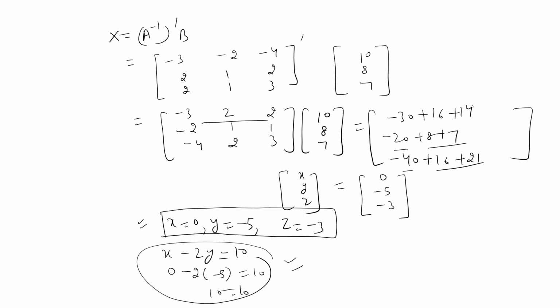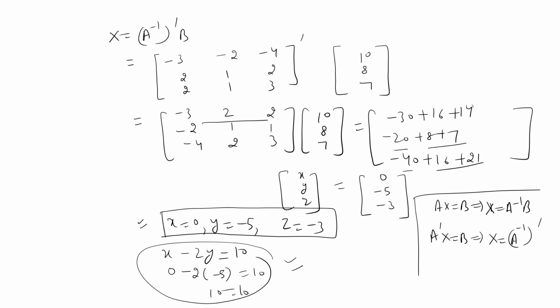So we just need to be a bit careful in observing the system in such questions. If it is of the form Ax equal to B, this implies X is equal to A inverse B is the required solution. And if it is of the form A transpose X equal to B, this implies X is equal to A inverse whole transpose into B is the required solution. In this way, we can use the already computed A inverse to solve our given system of equations.